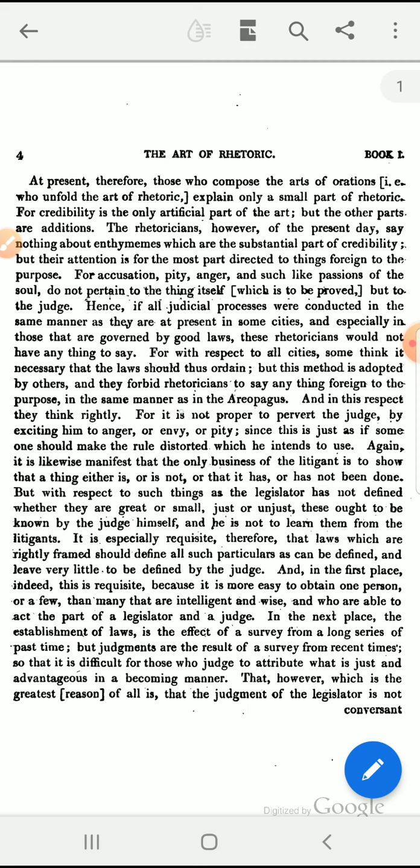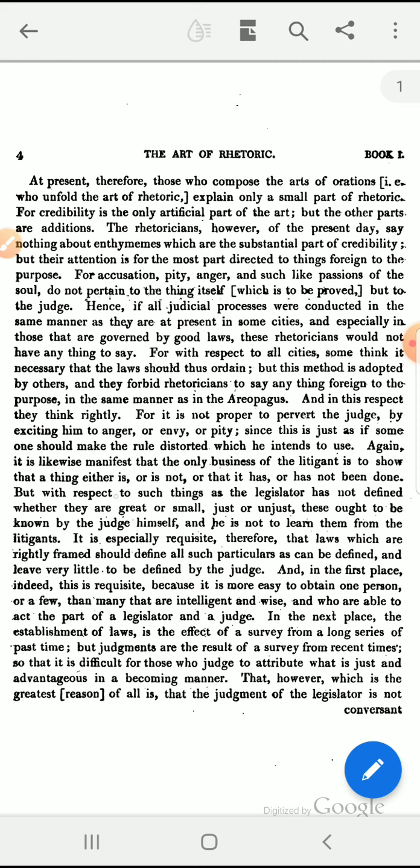In this respect, they think rightly, for it is not proper to pervert the judge by exciting him to anger, or to envy, or to pity, since this is just as if someone should make the rule distorted which he intends to use. Again, it is likewise manifest that the only business of the litigant is to show that a thing either is or is not, or that it has or has not been done.